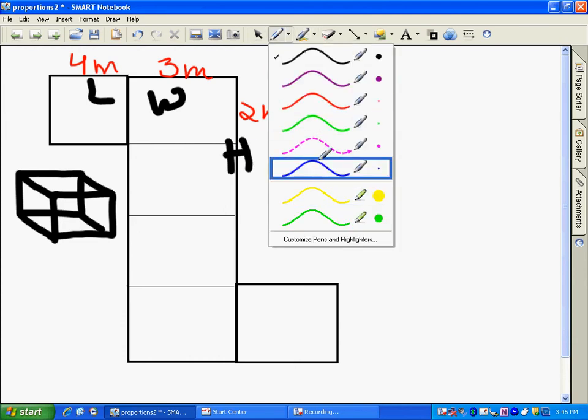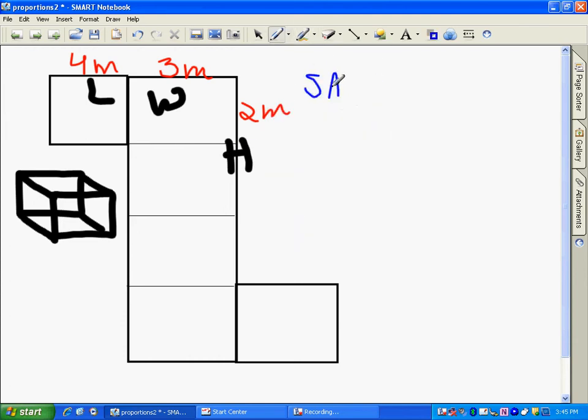All right, so I'm going to write the formula out, and the formula for surface area of a rectangular prism is 2 times length times width plus 2 times length times height. Sorry, my H's do that sometimes. Plus 2 times width times height.